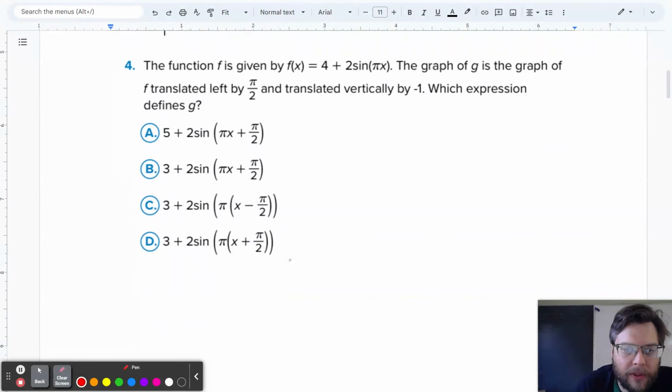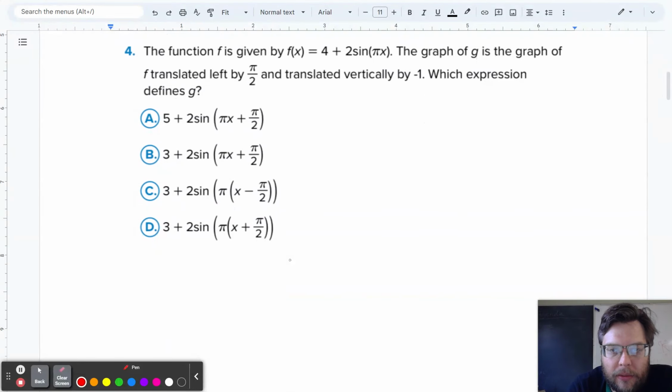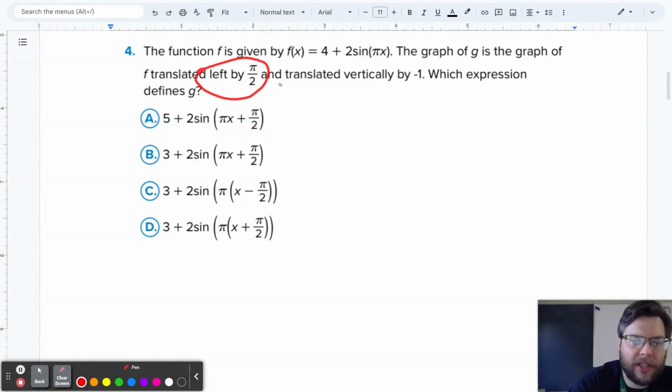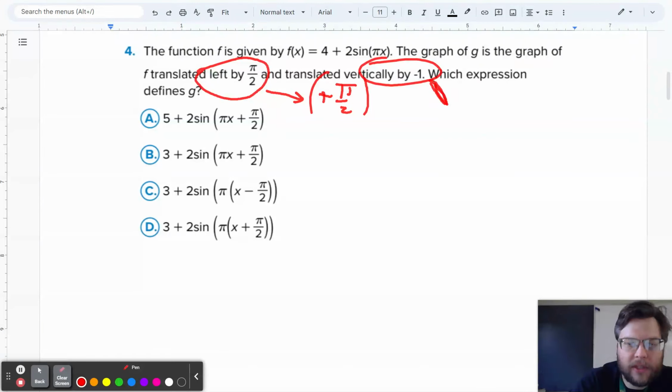All right, number 4, the function f is given by 4 plus 2 sine pi x. The function g is the graph of f translated left by pi over 2. And so that means I know if I'm translating left, I'm going to see a plus pi over 2 inside the parentheses, and translated vertically by negative 1. So I know I'm going to see a minus 1 outside the parentheses.